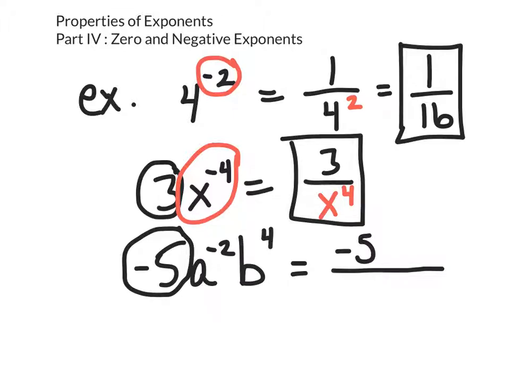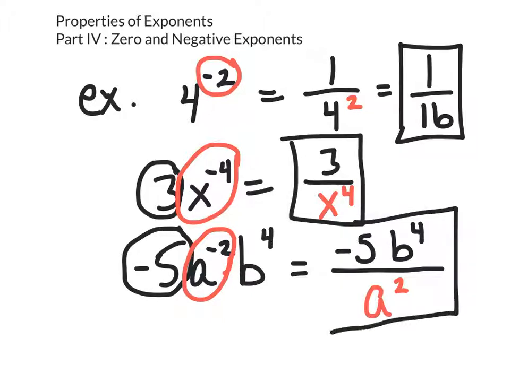But what I have here is an a to the negative 2. That is going to go ahead and move down below, a to the positive 2. And then this b to the 4th is going to simply stay up top as well. There's going to be your answer on that one. So anyway, those are my first 3 examples here. I'm going to go forward and do 2 more for you.